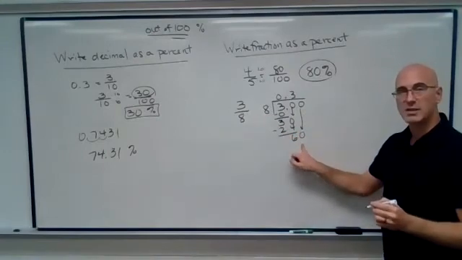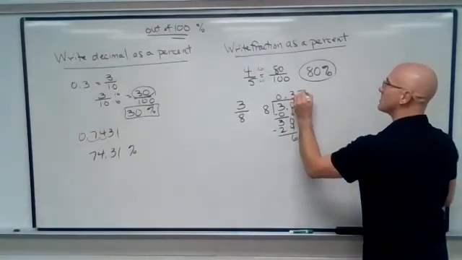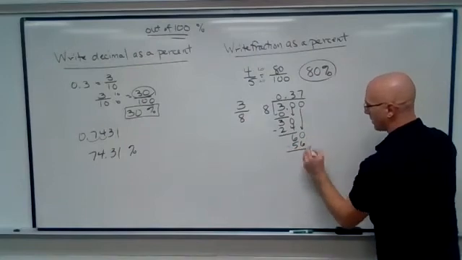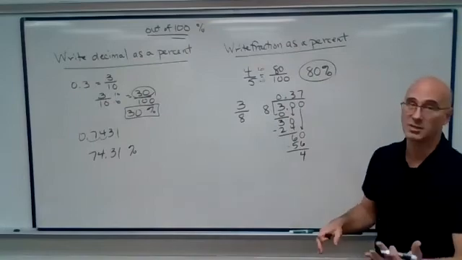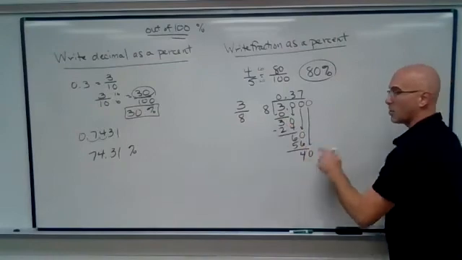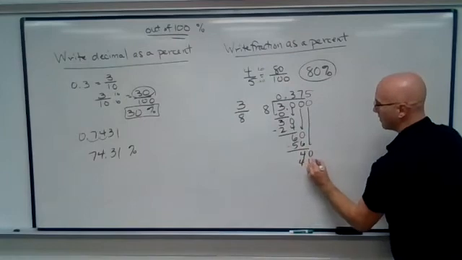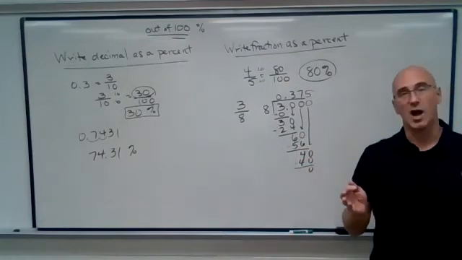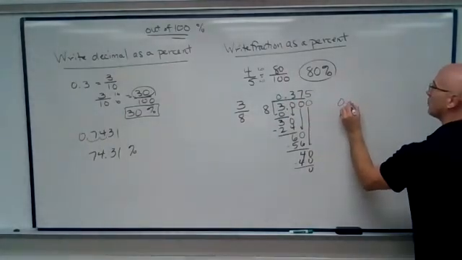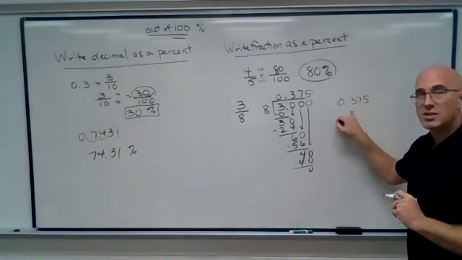8 goes into 60. This one is starting to get a little weird, and not a lot of people like to do this, but it goes 7 times. 7 times 8 is 56. When we subtract, we get 4. We're still not done yet. Add another 0, bring it down. 8 goes into 40 5 times. 5 times 8 is 40. When we subtract, we get 0. We're done with the division. So now we have a decimal, 0.375.